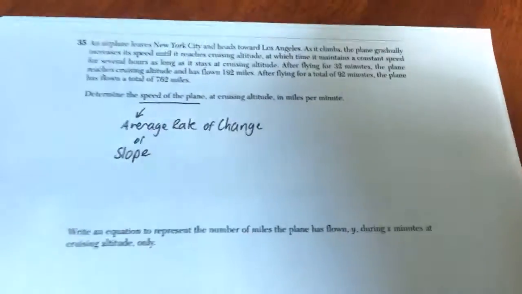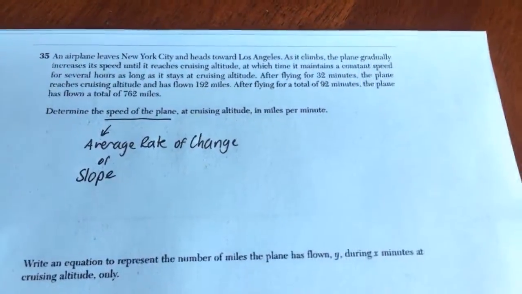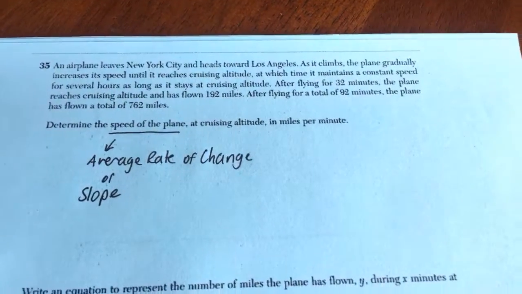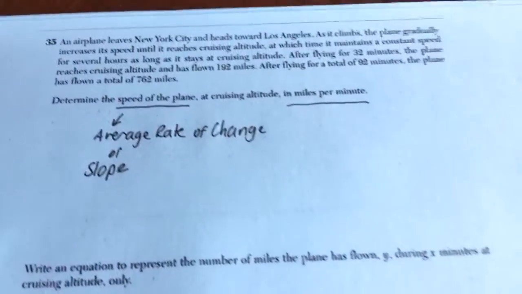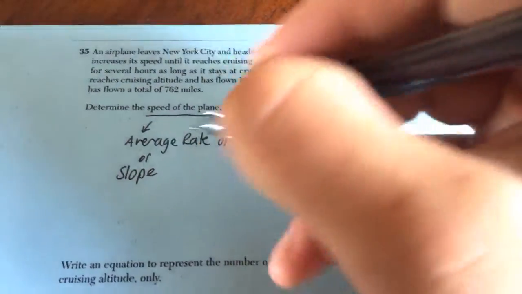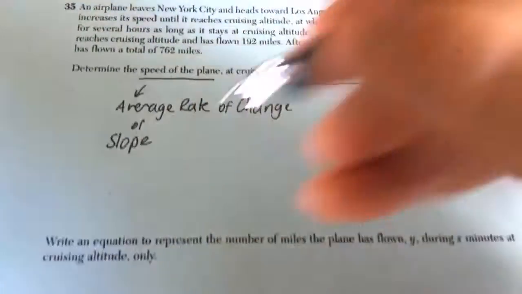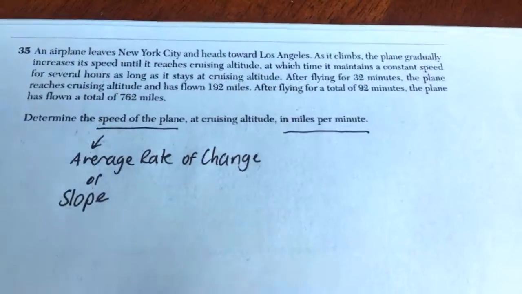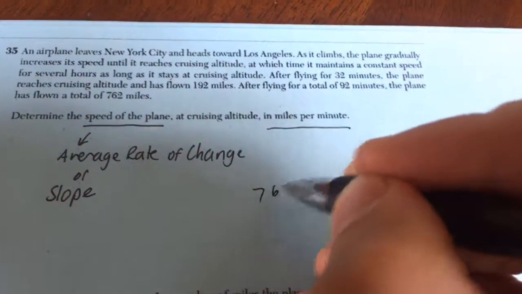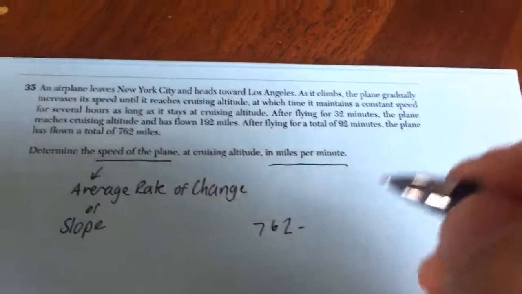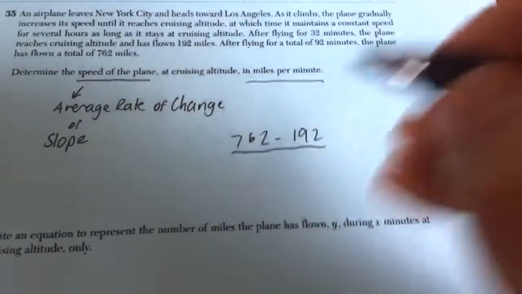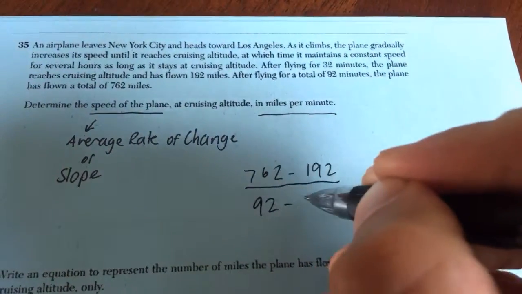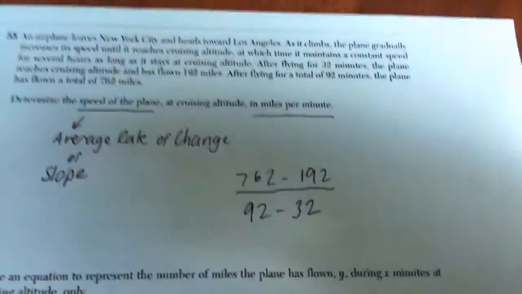And number 35, we're talking about an airplane going up, flying at a certain amount of miles per minute. They want you to determine the average speed. Now remember, speed is like an average rate of change. An average rate of change means slope. So what I'm going to do is simply find the slope. His vertical distance changed from 192 to 762, so we're going to go backwards to find the difference, and then there was a difference in minutes of 92 from 32.